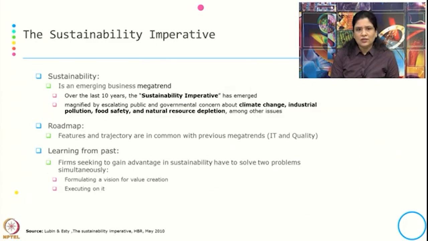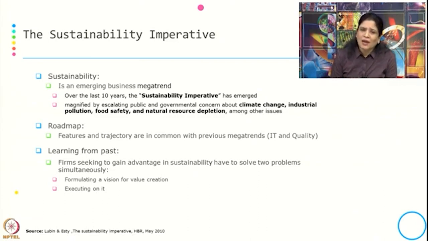Now, the other study on what makes the sustainability imperative is Lubin and Esty. This is an HBR article published in 2010. They also think that sustainability is an emerging business mega trend, and according to them, over the last 10 years the sustainability imperative has changed.